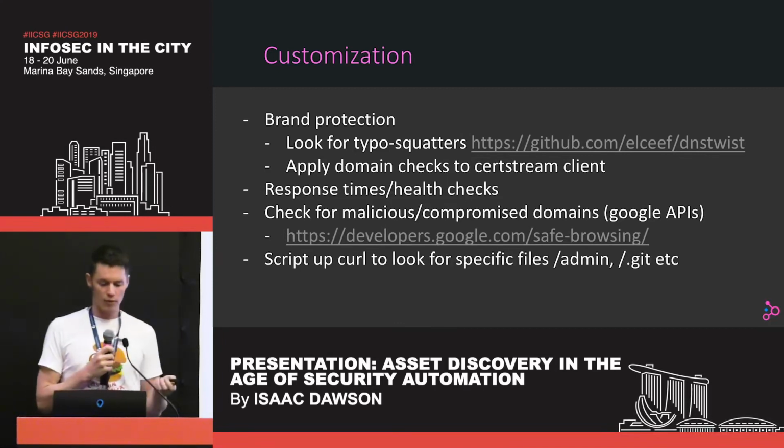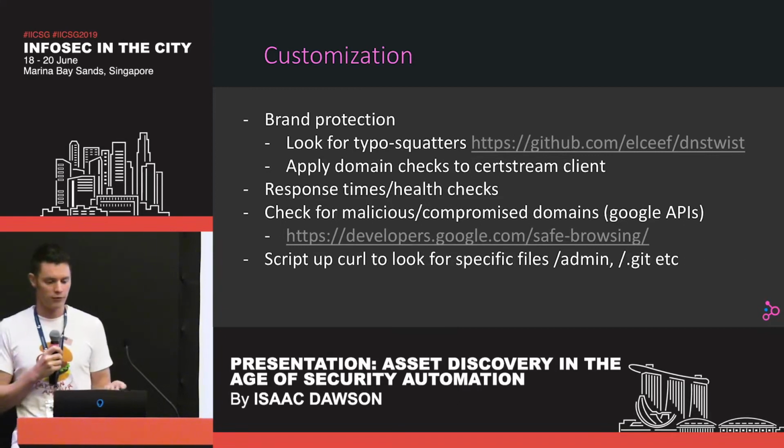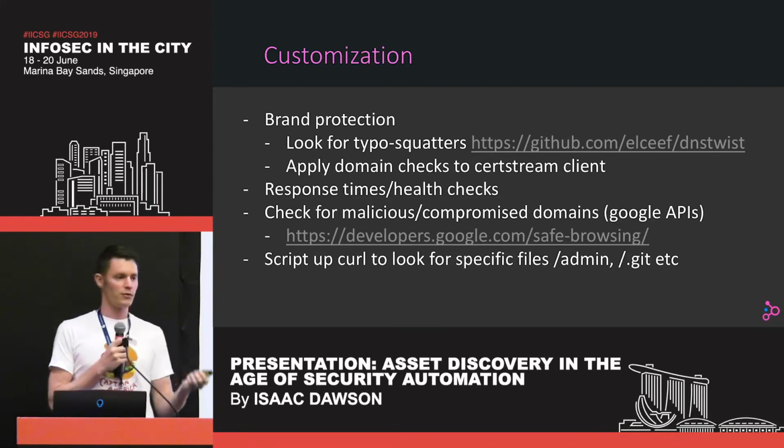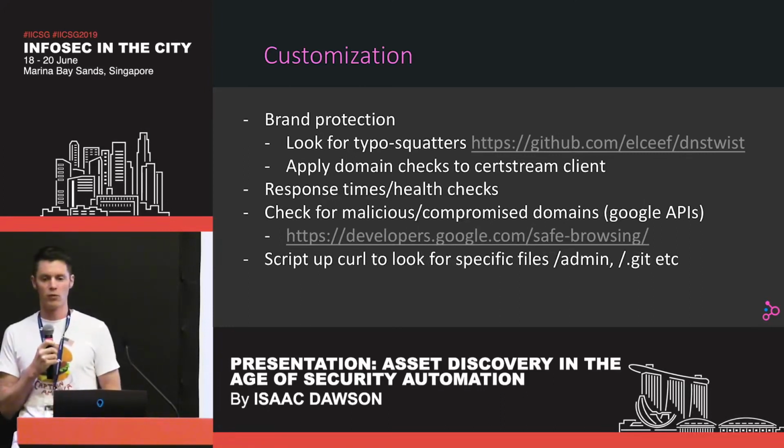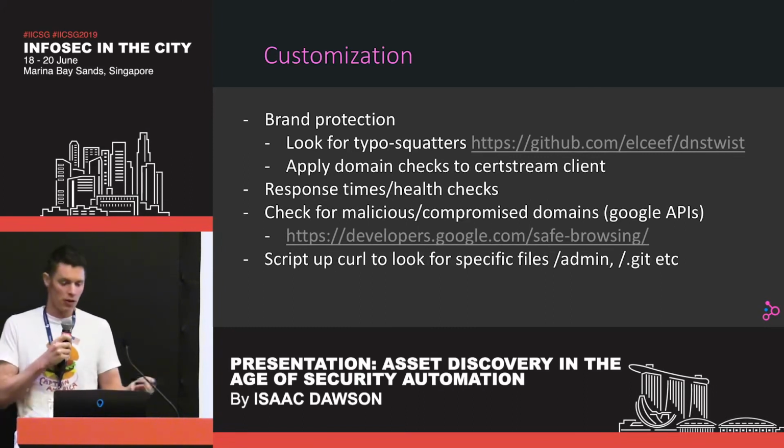You can use malicious or compromised domain checks such as Google's Safe Browsing API. You could even script it up to do curl checks if you wanted to look for specific files. Maybe one of your sites gets compromised through an admin panel and you want to check that all of your sites don't have that admin panel exposed. You could script it up.